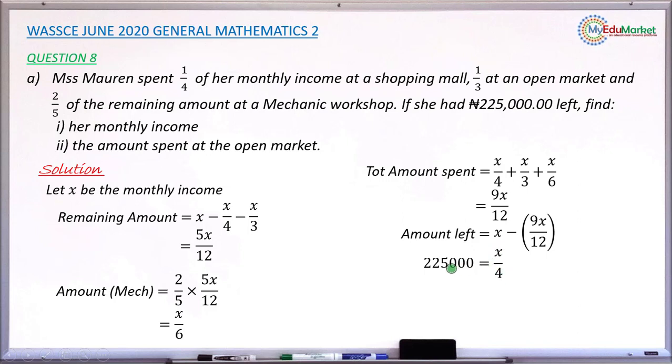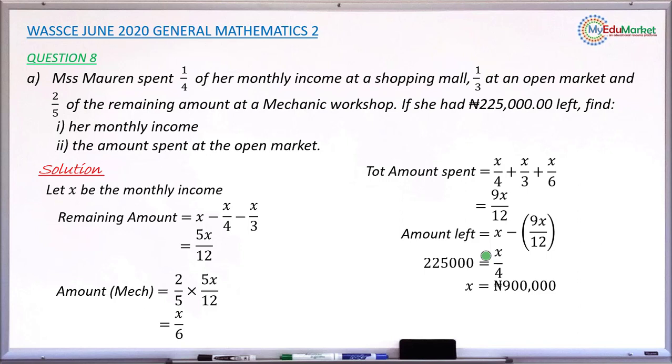And substituting the amount left, because it's given as 225,000, you have 225,000 equals X over 4. Now find X. X, remember, is the monthly income, which we are asked to find in question one. So solving this equation, we just cross multiply: X times 1, then 4 times 225,000. You now have X equals 900,000. So this is her monthly income. So question number one has been answered.